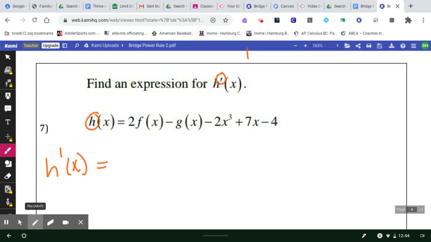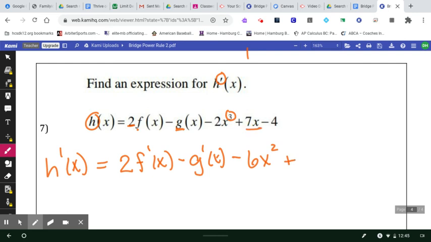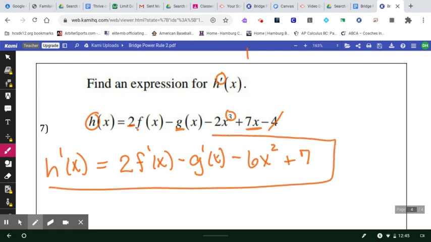Equals, so this 2 is just the coefficient, right? This 2 is just the coefficient, so it stays there. So it's 2, and the derivative of f is f prime of x, minus g, so its derivative would be g prime, keep the inside of x, minus, oh dear, here's my power rule. Bring that 3 down, so I've got minus 6x squared, plus, remember this is linear, 7x, so plus 7, and then the constant turns to 0. So there's really nothing to clean up on this one, just seeing it in terms of different functions itself.